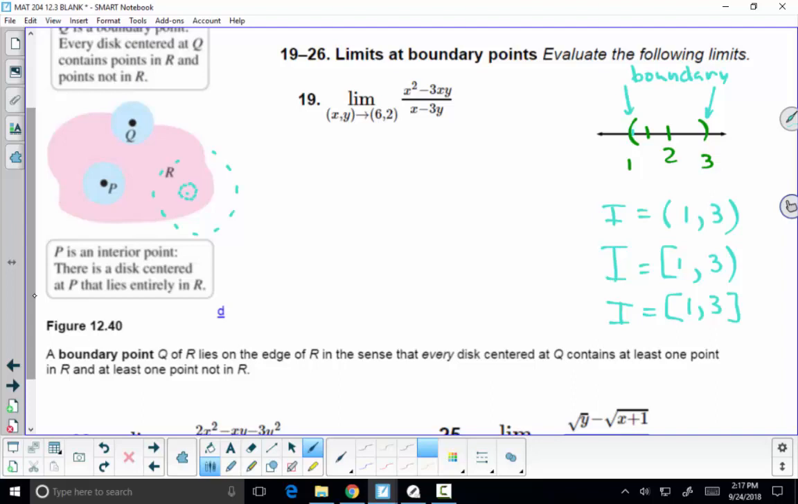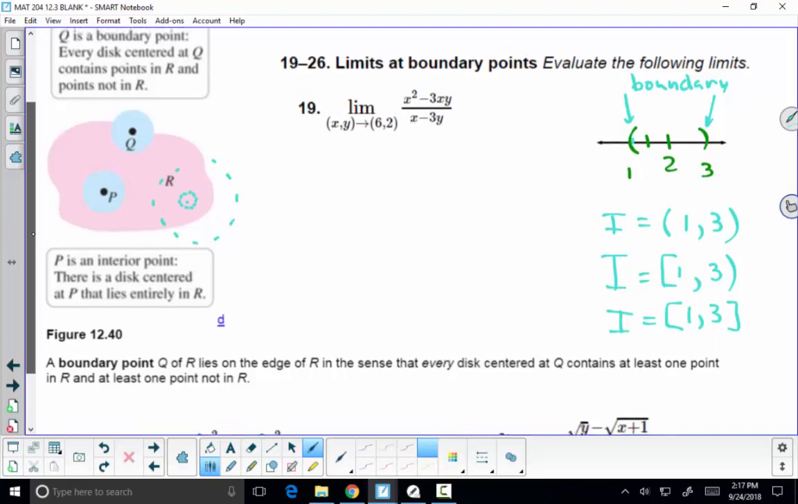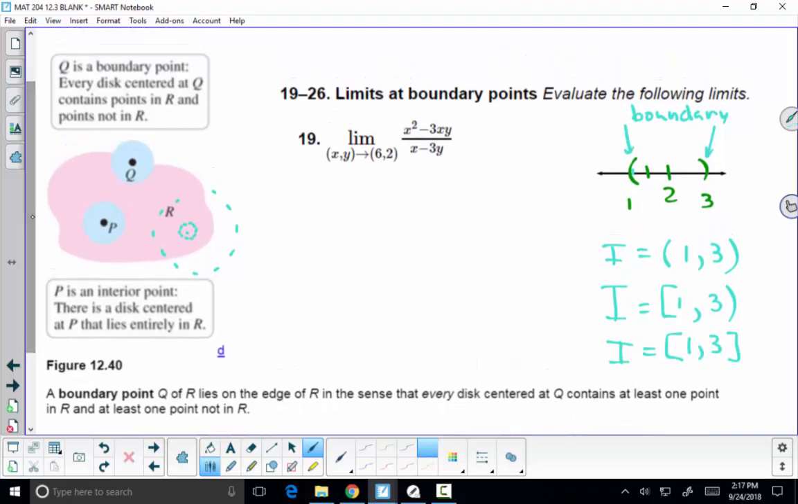And we will get to a definition of open and closed really soon. But we need to have these ideas first of what it means to be interior, what it means to be exterior, what it means to be on the boundary. All right, so limits at boundary points. So evaluate the following limits. So this is a boundary point because it generates an indeterminate form. And that's often what happens when you're dealing with boundary points.